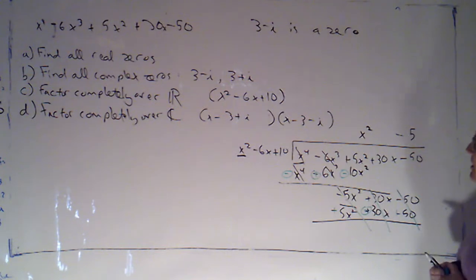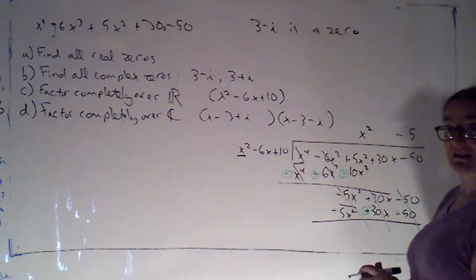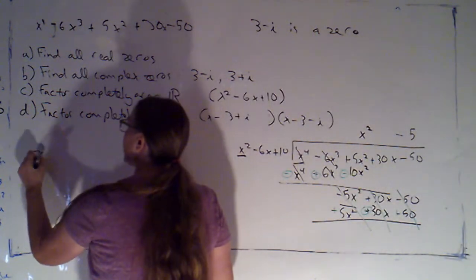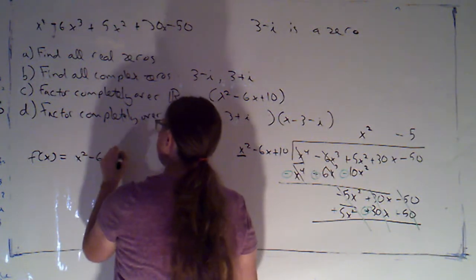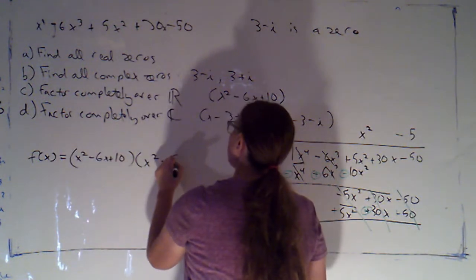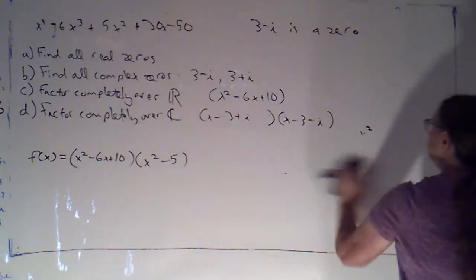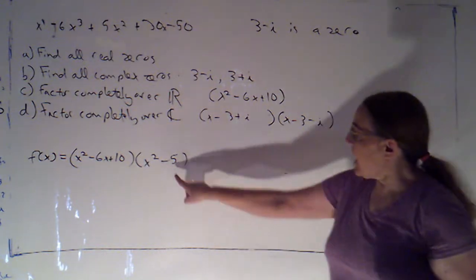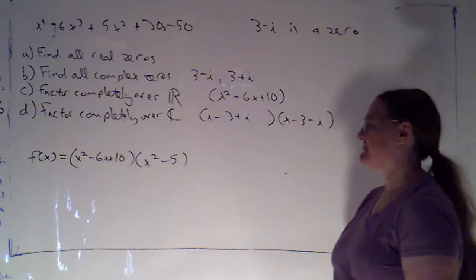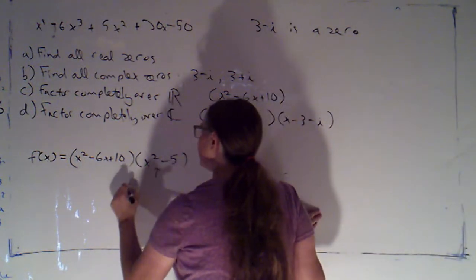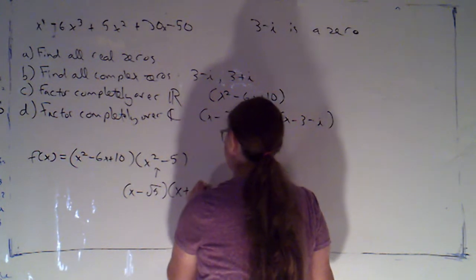Okay. So I now know that my second factor in the reals is x squared minus 5. So we've got f of x is x squared minus 6x plus 10 times x squared minus 5. Okay. Now, I can now factor that further. That's going to factor as x minus root 5 times x plus root 5.